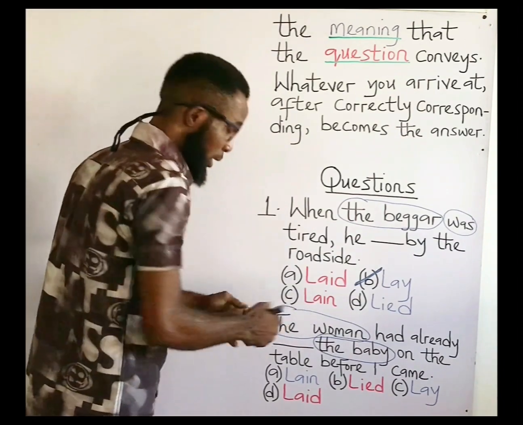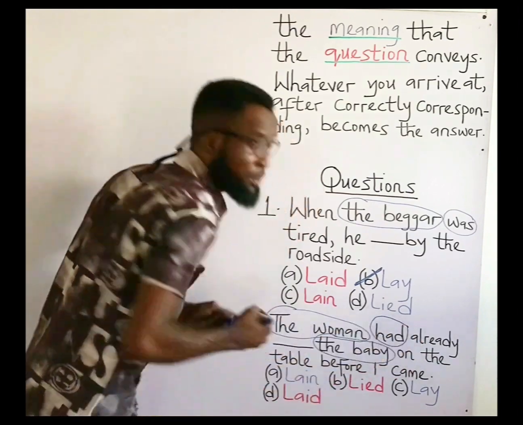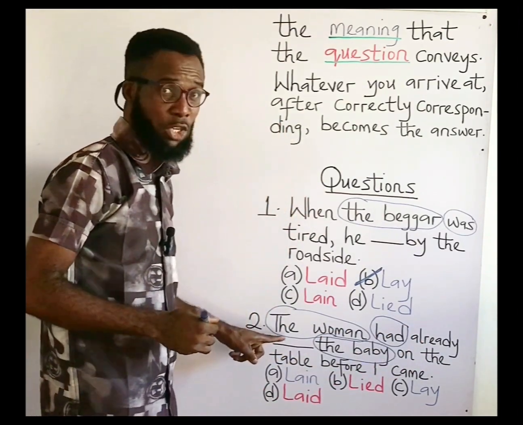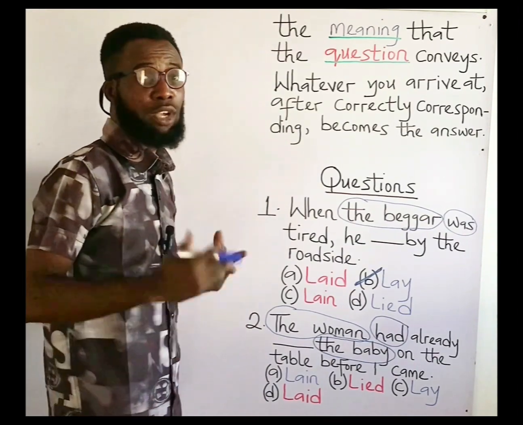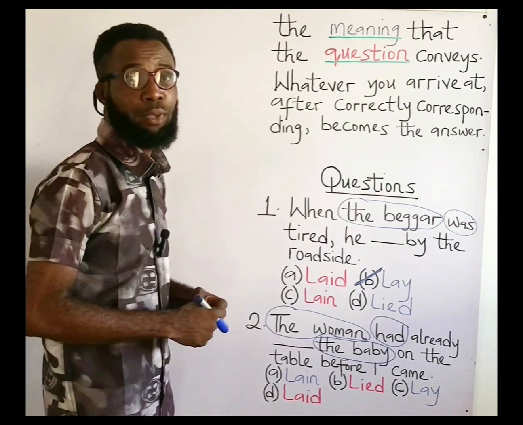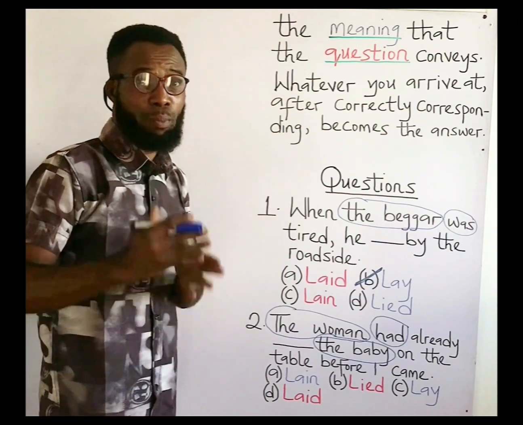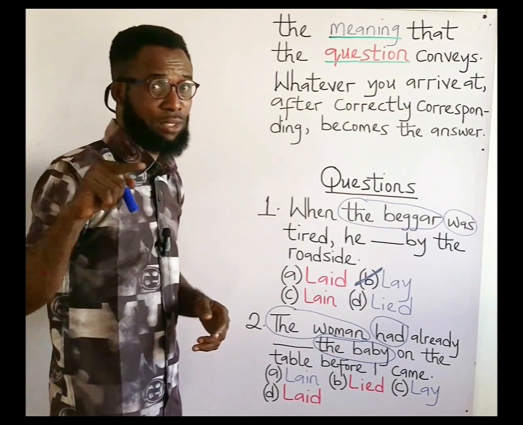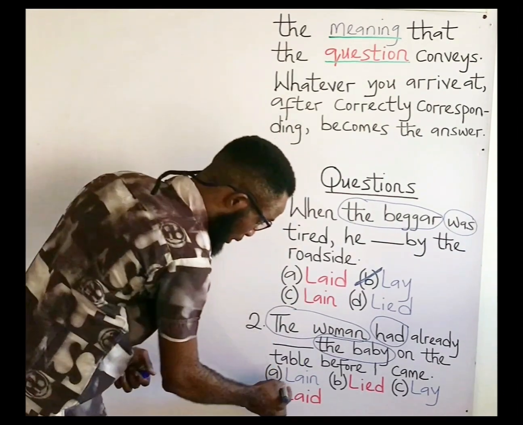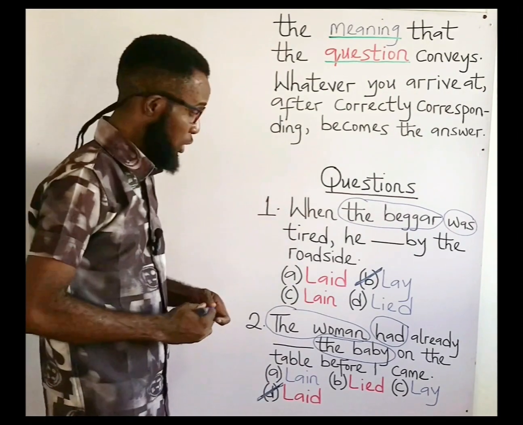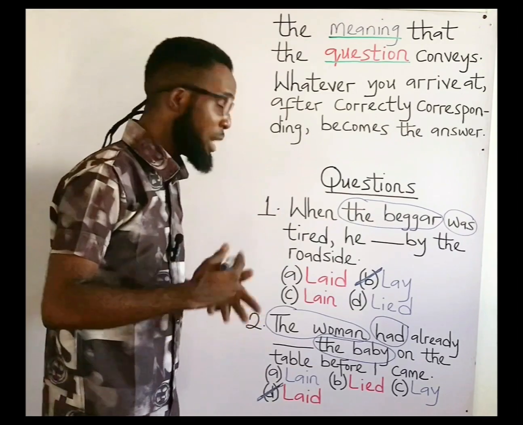If you look at the sentence, you will find out that it contains had. This means that whatever should enter the gap here should be a past participle. And you will agree with me that for the meaning to place somebody else in a flat or horizontal position, the past participle is laid, spelled L-A-I-D. So for this question too, the correct option is D, so that the question reads, the woman had already laid the baby on the table before I came.